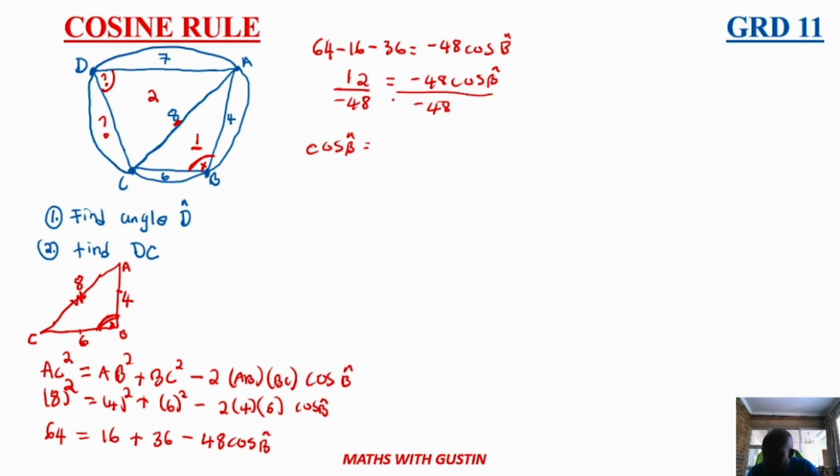Let me check on my calculator. Cos B is going to be negative 0.25. You would remember, guys, if we are dealing with a negative value here, from trigonometry, we use the second function on our calculator and we don't include the negative. That is going to give you the reference angle, which is equal to, let me see, 75.52 degrees.